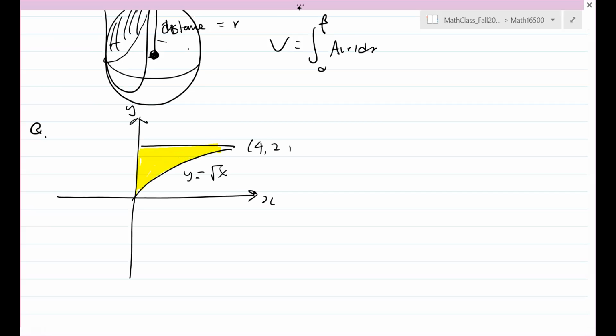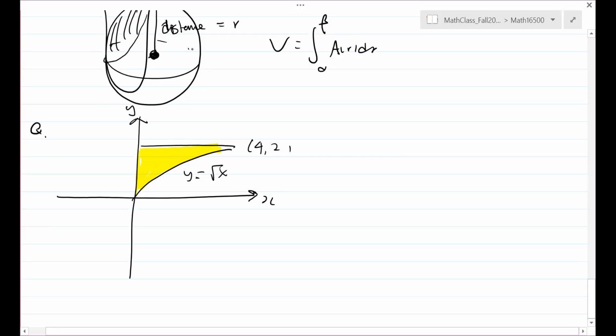So I can rotate about the x-axis. I can also rotate about the y-axis. Okay, I'm going to do two problems. Here's two. First of all, set up the formula for the volume using the methods you can. So rotating about the x-axis, set up an integral for the volume of the region.